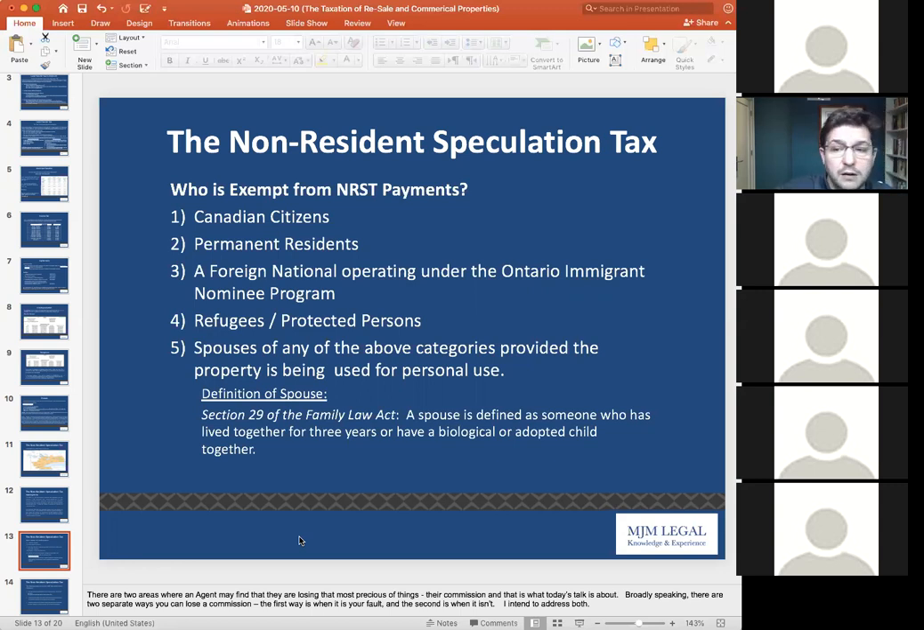Any refugee, or any spouses for any of the above categories, provided, and this is the same definition as land transfer tax, provided that the property is being used for personal use. So if this is a place where someone intends to live and their spouse is there, and they are a Canadian citizen or a permanent resident, then they are exempt. They are good. So these are the people who are exempt, the vast majority of people who you deal with.